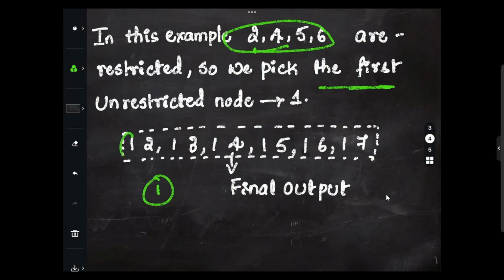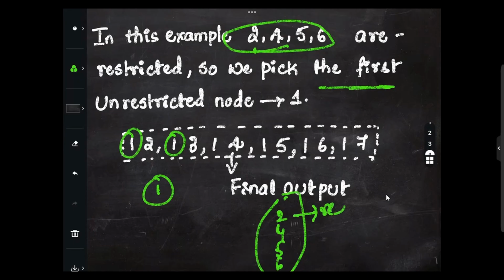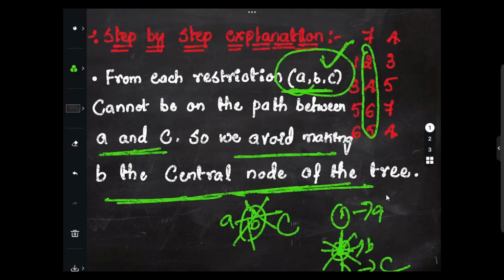So we always pick 1 first because in the middle, node 2 is there, 4 is there, 5 is there, 6 is there. So these become restricted, since they are in between two nodes, A and C, right? So the first unrestricted node that we find here would be 1. So let's consider this itself. See here, 1 is the first node that is unrestricted, right?